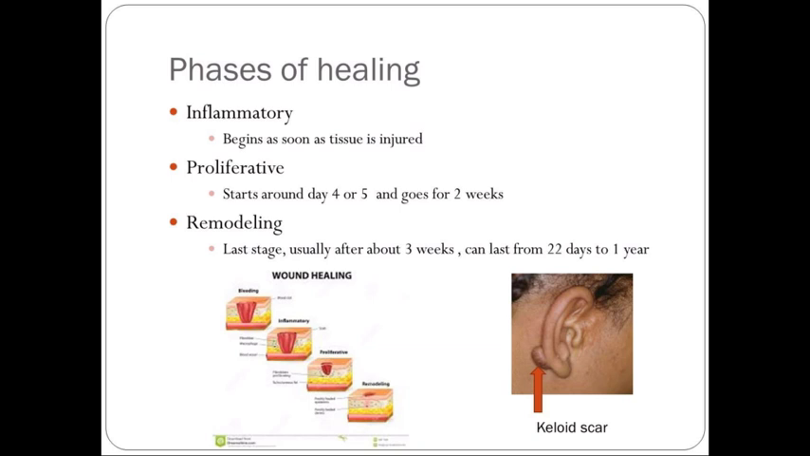The last phase begins about 3 weeks after. As some wounds heal, they contract and leave a scar. Some contracted tissue, depending on what area, can cause mobility problems. A keloid scar is when excess collagen is produced during the proliferation period.